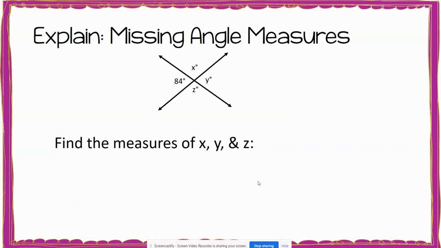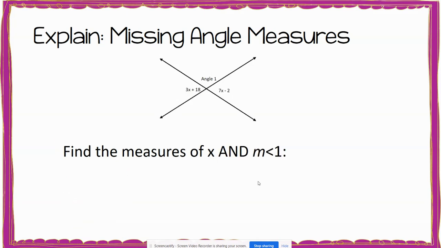I want you to find the measures of x, y, and z here. X has a value of 96 degrees, y has a value of 84 degrees, and z has a value of 96 degrees.